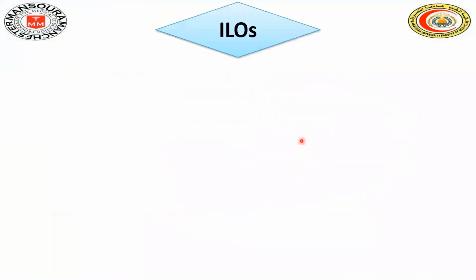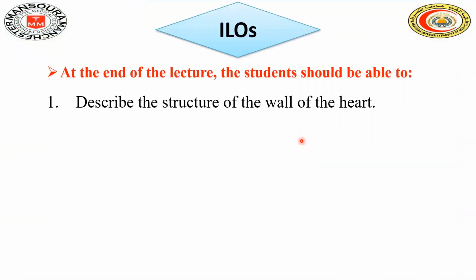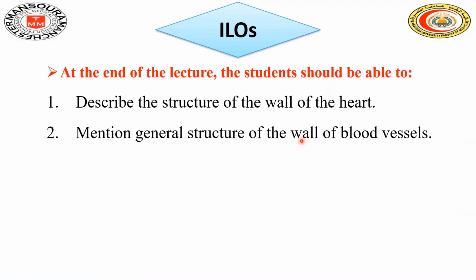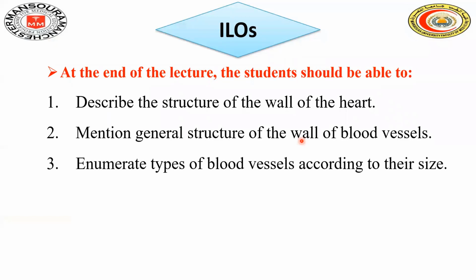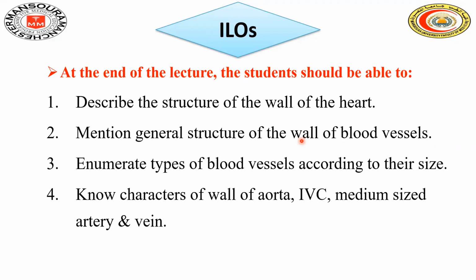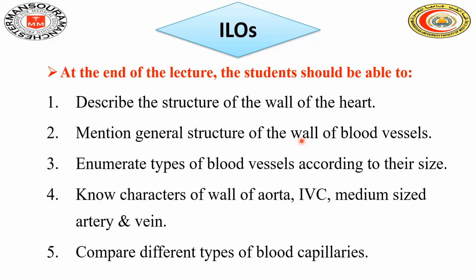Our objectives today will be to describe the structure of the wall of the heart, to mention the general structure of the wall of blood vessels, enumerate types of blood vessels according to their size, know characters of the wall of aorta, inferior vena cava, medium-sized artery and vein, and lastly to compare different types of blood capillaries.